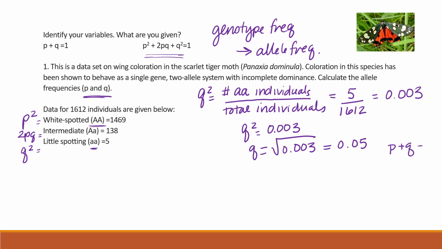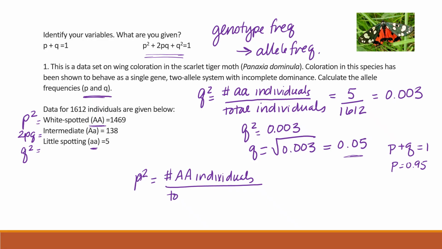0.05. From here, we can find P by using P plus Q equals 1. We know from the previous page that when we do that, that's going to work out to P equals 0.95 using this Q value. We can also look at our number of homozygous dominant individuals. So P squared is the number of homozygous dominant individuals divided by the total individuals.